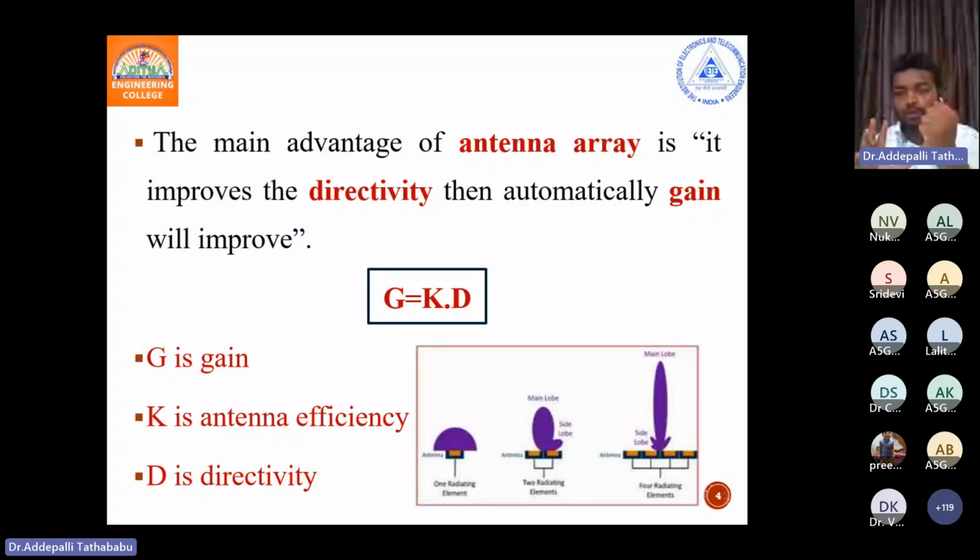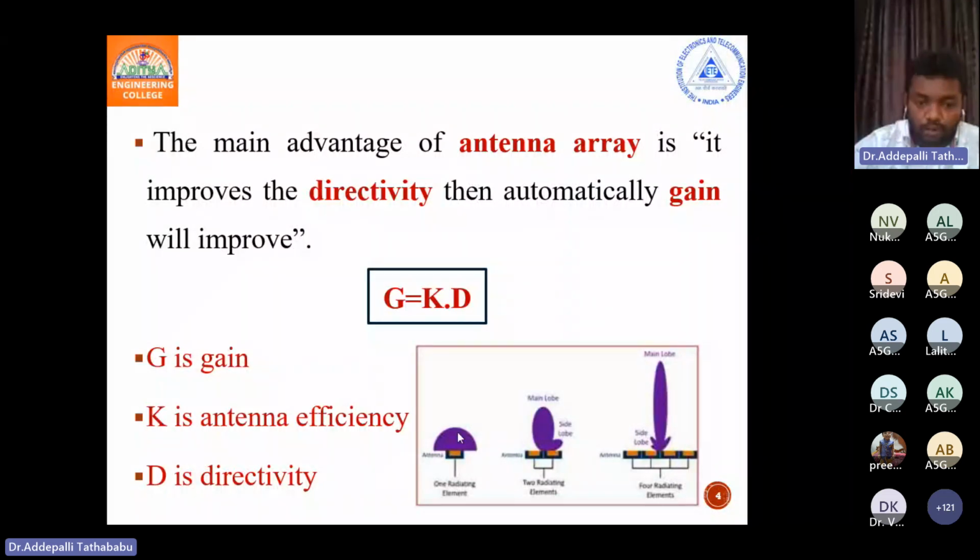If you take only 10 points, it is 5 by average, where 5 is the maximum radiation intensity in a particular direction. Average means, if you take 10 points, 5 plus 5 plus 5, up to 10 times, that is 50, divided by 10, that is 5. Already the numerator is 5. So 5 by 5 is 1. That's why the directivity of an isotropic antenna is 1.